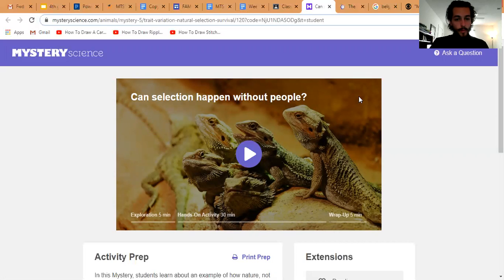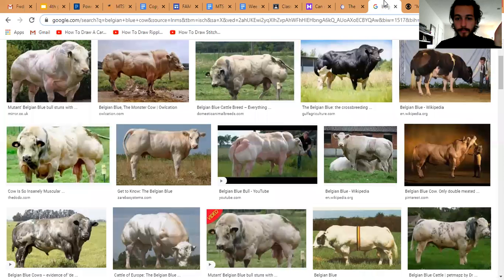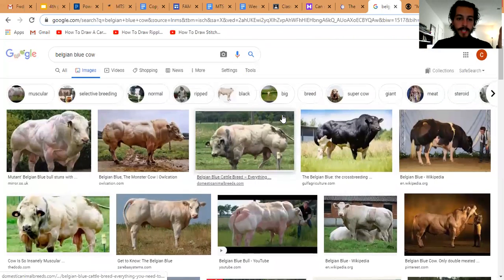So we're going to talk about what selection is some more. And can selection happen without people? Because we put these animals together. Just like one example is the Belgian blue cow. This is an example of a selection. They took the biggest, strongest cows and bulls, and then they put them together, and then they come out. These are real. You can actually watch videos of this, and it's called selective breeding. And they did this to make them really big and muscular.